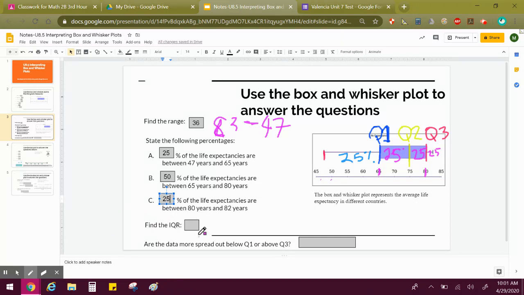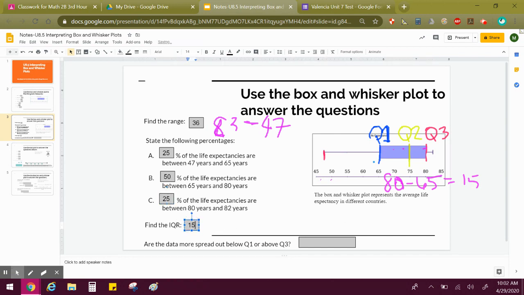So then if I want to find the IQR, the interquartile range, I'm going to take the biggest value for my box because that represents the quartiles. The biggest value was 80, and I'm going to see how far away that is from 65. So I'm going to do 80 minus 65, and that's going to be my interquartile range. 80 minus 65, which is equal to 15. That's my interquartile range.